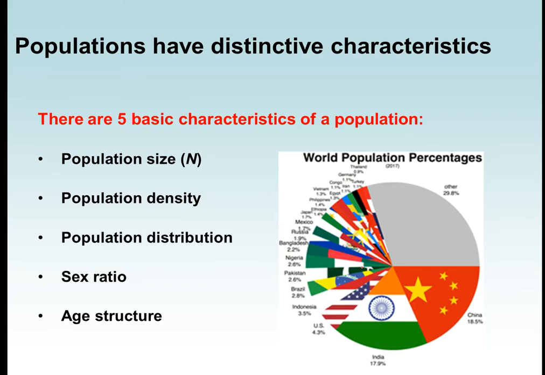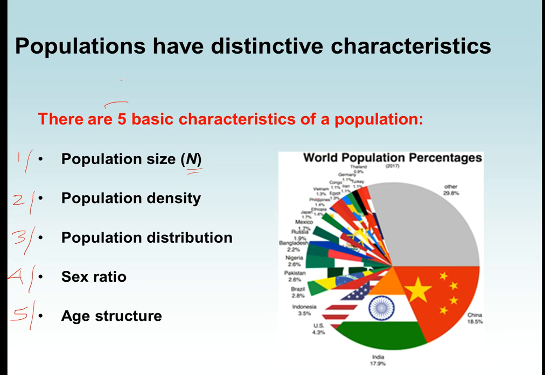Populations have distinctive characteristics. There are five basic characteristics of a population. So one is the population size, and often you'll see the variable that's attached to population size is a capital N. Then we have the population density, the population distribution, what's called the sex ratio, that's male to female, and then the age structure, how old are the individuals within that population, and the distribution.